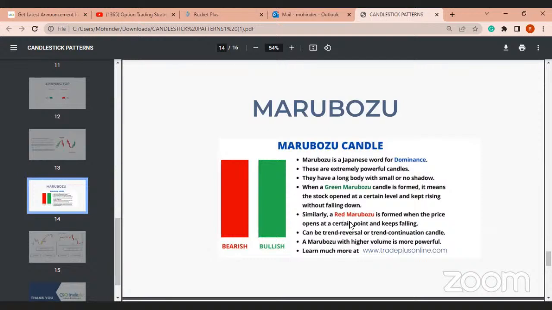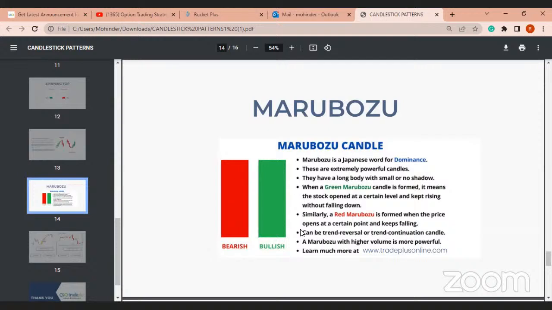And exactly the opposite is the red Marubozu. If it opens here and comes down without any sort of upper body or wick, and closes here with a good long body, then it is called a red Marubozu. It is formed when the price opens at a certain point and keeps falling, just like here. It opened here without any wick and completely came down to the bottom. So that is it about the red Marubozu as well as the green Marubozu.